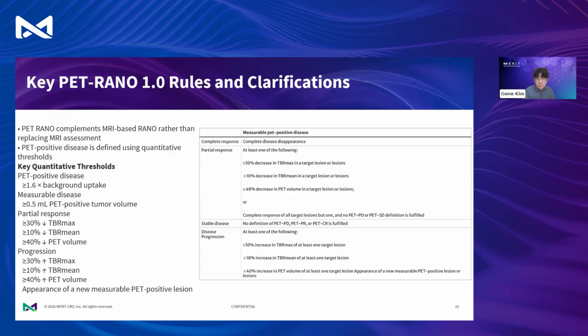The second is that progression under the PET RANO 1.0 can be triggered by any single qualifying metabolic criterion. One threshold crossed in one target lesion is sufficient for PD. Readers need to be trained on that explicitly. The instinct to look for confirmation across multiple metrics before calling progression is not consistent with how the framework is defined. And lastly, baseline measurability governs which response categories are possible throughout these studies.